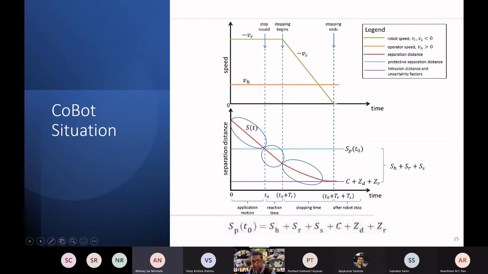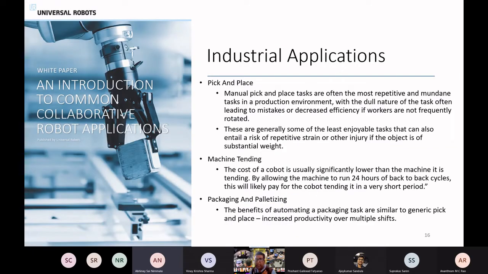And this stands for the actual formula. So next, we will look at a few industrial applications of the robot, and this particular white paper, which I will share with you later, by Universal Robots. It has identified a few operations, and interestingly, many of you are already working on such operations.